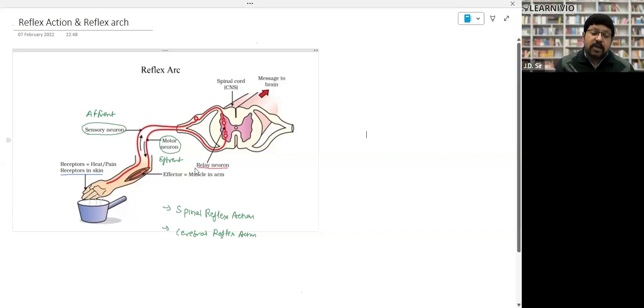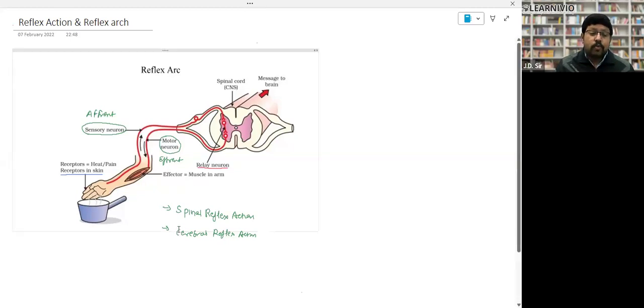In the backbone itself, there is a relay which takes the decision and gives the command to the muscles of the hand to pull back. Now from the relay, the order will be given to the motor neuron or efferent neuron. The effector muscles will get the message and they will pull back the hand. So that's how decisions are taken, and these kinds of actions are called reflex action.